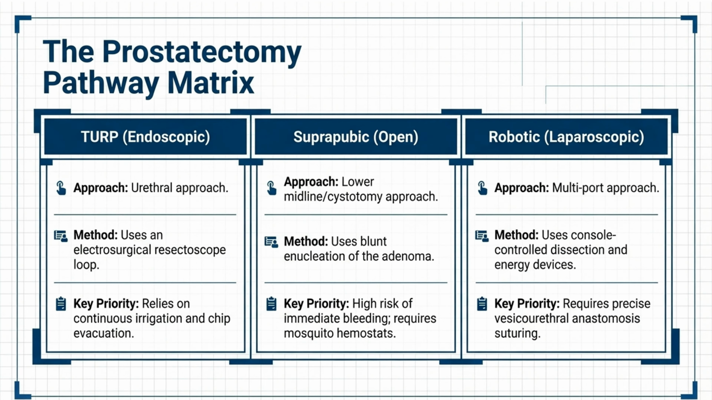There are three main approaches to a prostatectomy: TURP, suprapubic open, and robotic. Each uses different techniques such as electrosurgical resection or blunt enucleation. Bleeding control and irrigation are key concerns. The robotic approach requires precise suturing and coordination. There's also a new method that uses water ablation for prostatectomy that a lot of hospitals are starting to get into.